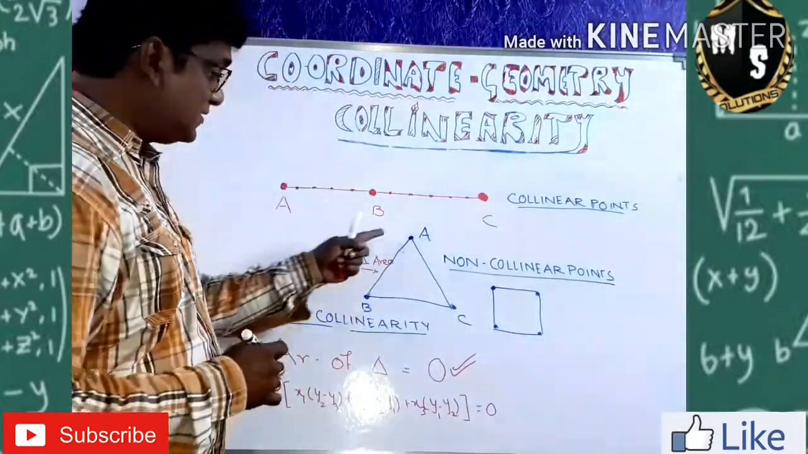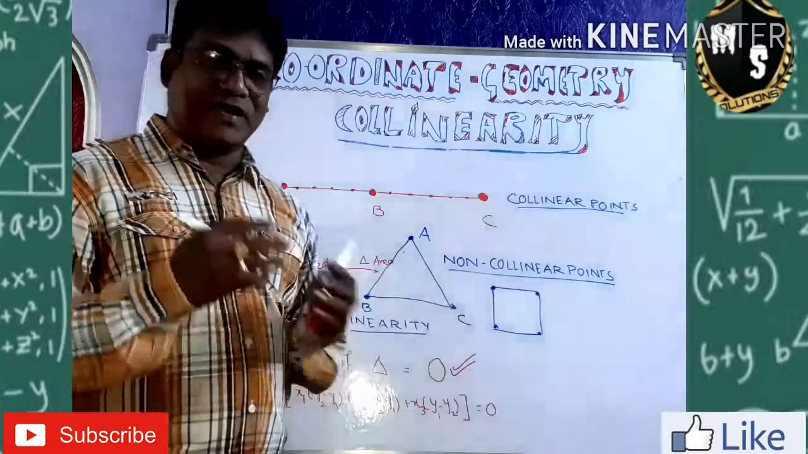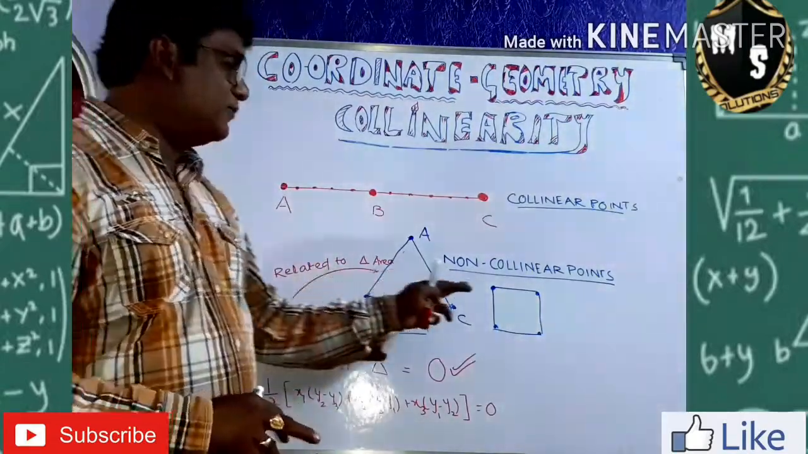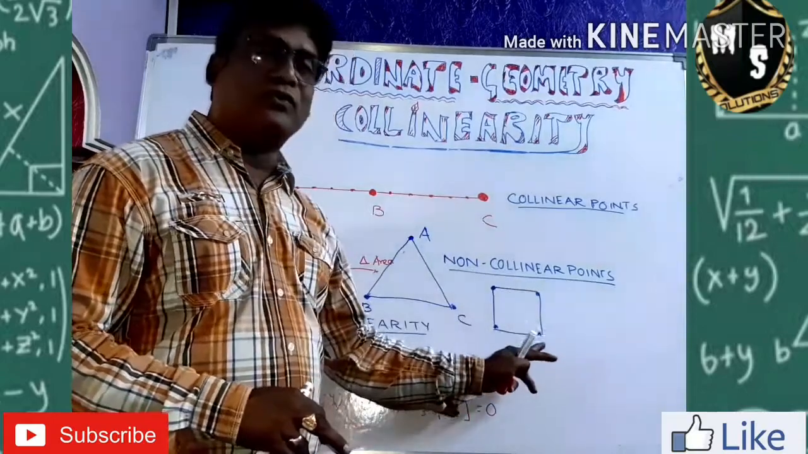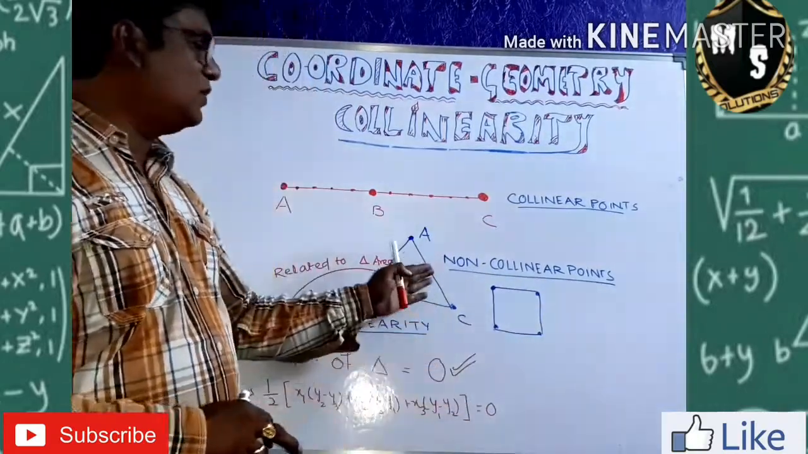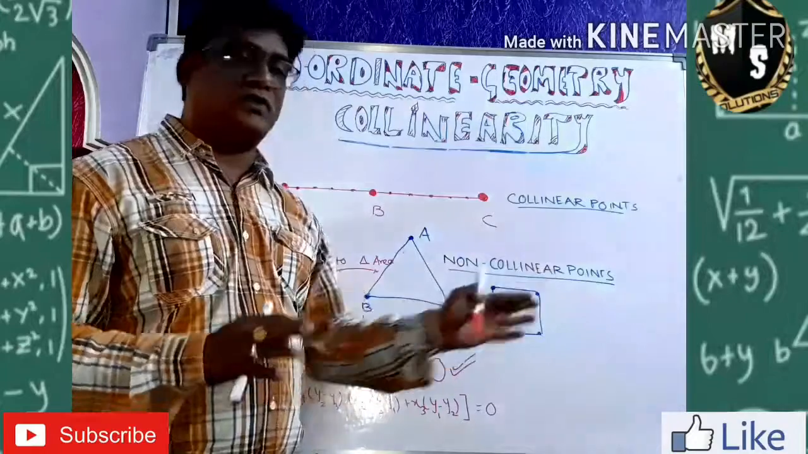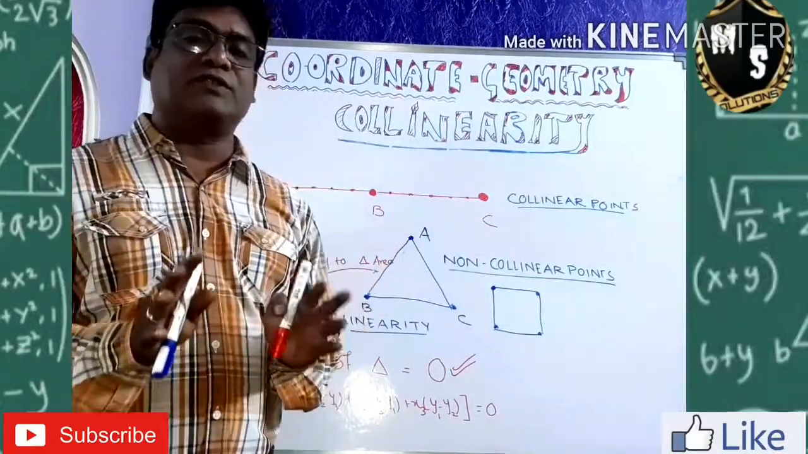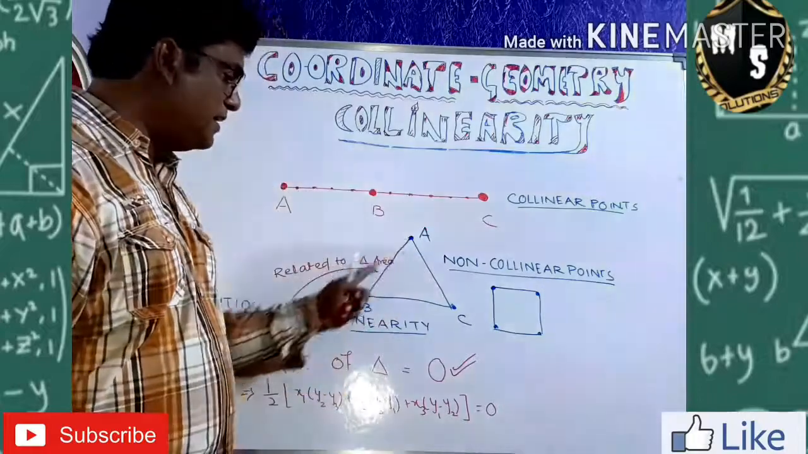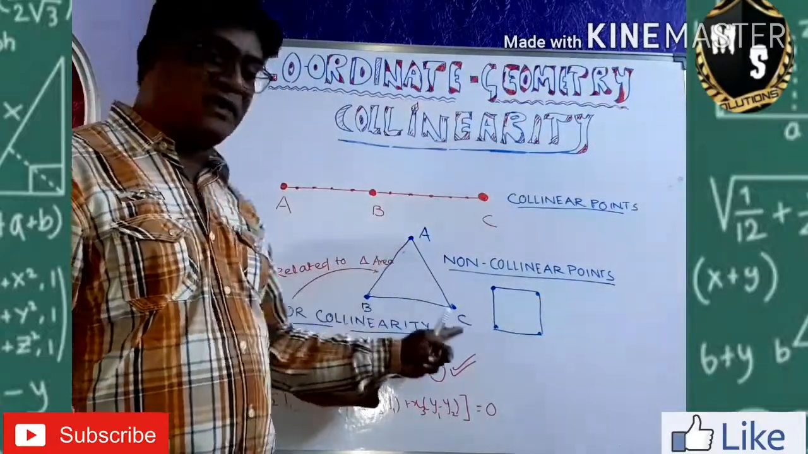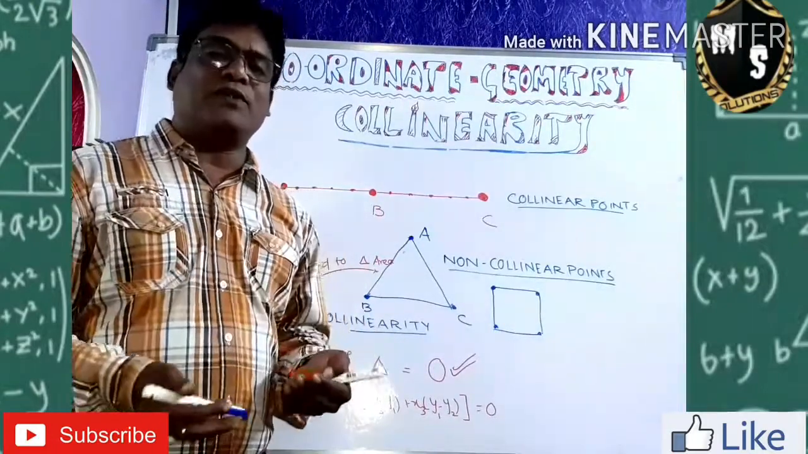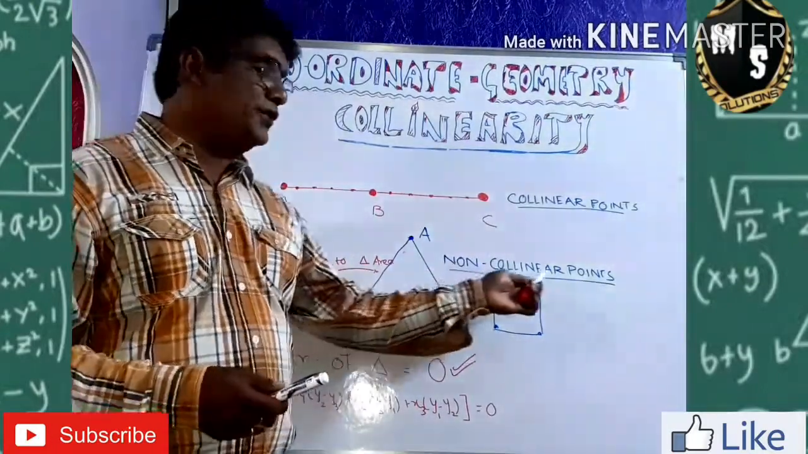So a triangle needs 3 non-collinear points. Similarly, I took 4 non-collinear points to get a square. So this is the definition of non-collinear points: non-collinear points never give you a straight line. The points which are not in a straight line and which give you some geometrical shapes are called non-collinear points.